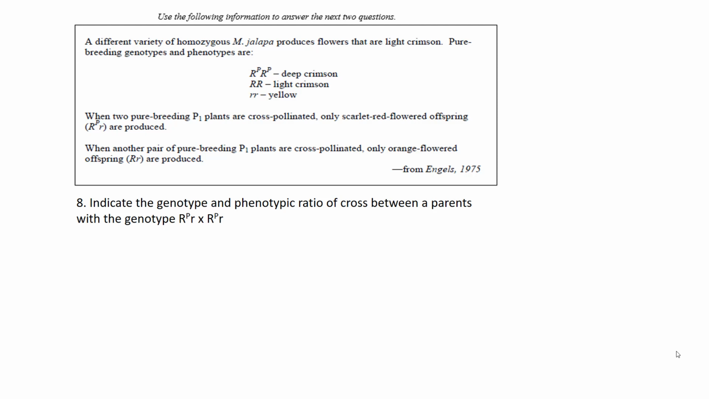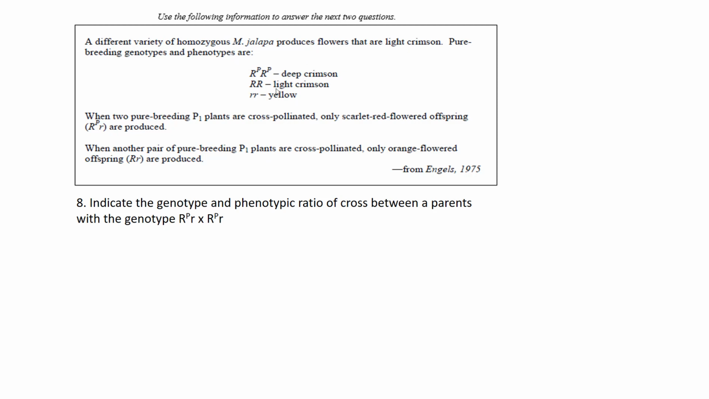Okay, here are questions 8a and b on page 24. This is again another form of incomplete dominance. You can see lots of intermediate inheritance, lots of blending of different genes or different alleles to get these different flower colors in this particular variety of plant. So it's saying different variety, homozygous, light crimson.